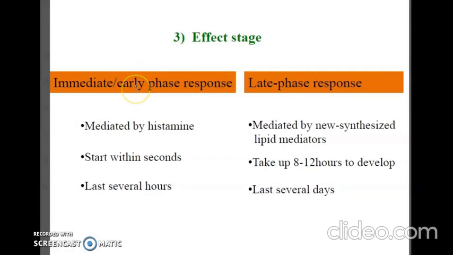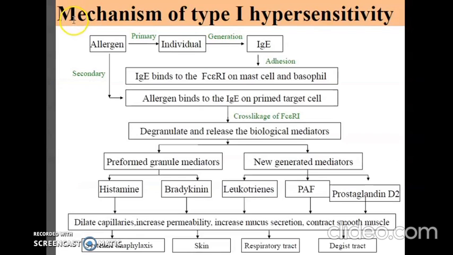The immediate phase is mediated by histamine, and it starts within seconds and it will last several hours. Whereas in late phase response, it is mediated by newly synthesized lipid mediators, and it takes 8 to 12 hours to develop, and it will last several days. Let's see the overall mechanism involved in the type 1 hypersensitivity reaction.